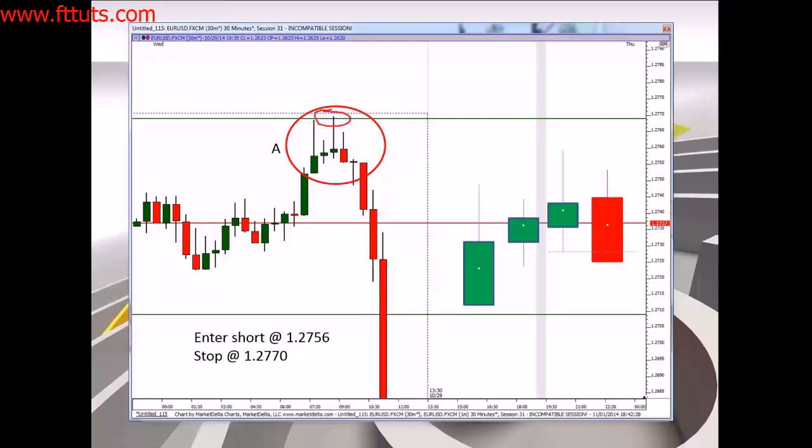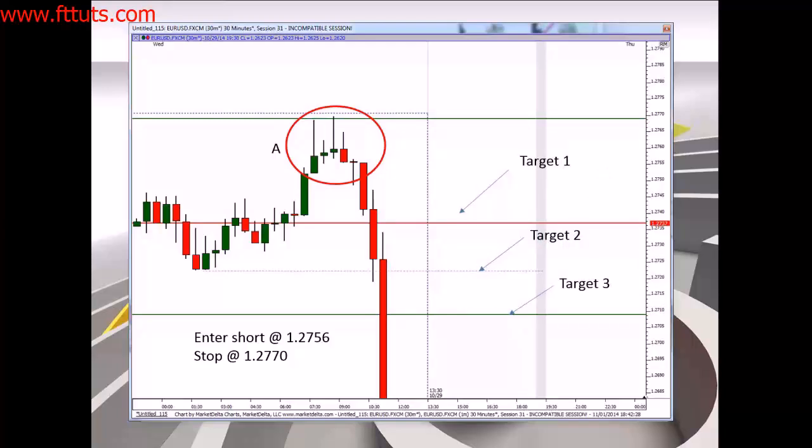And now the key question is, where is my target? And this is where the profile becomes incredibly valuable again as we integrate it with our candlestick pattern. Here's my first target. My first target would be my volume point of control, and the level is clearly identified for me, and I'd have a nice about 19 pip trade if I wanted to exit right at that level, the volume point of control.